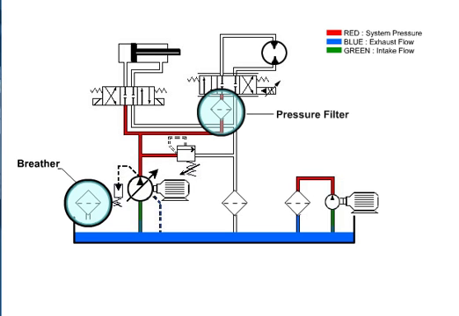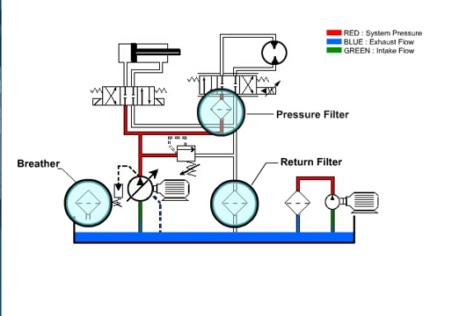Pressure filters are often required to protect the component immediately downstream of the filter, such as a sensitive servo valve, from accelerated wear, silting, or sticking. Pressure filters must be able to withstand the operating pressure of the system, as well as any pump pulsations.